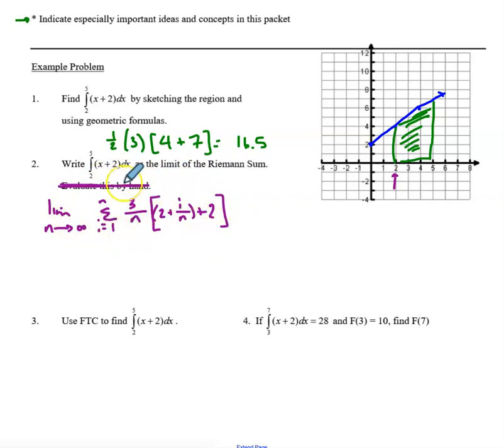So this is the Riemann sum for this problem. We are not going to evaluate it by hand, but we are going to use the fundamental theorem of calculus to evaluate the integral from 2 to 5 of the function x plus 2.